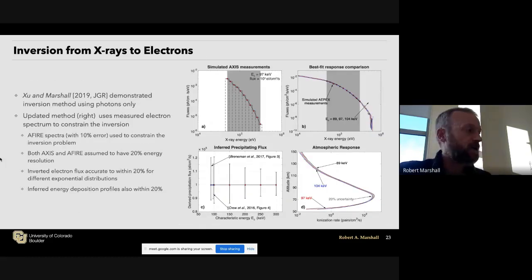When we decided to add a particle detector to the mission, we updated this inversion method to be constrained by the electron energy distribution. And without going through all these details of how the whole process works, the takeaway is that we now get 10 to 20% error, both on the inferred precipitating flux as well as the atmospheric ionization profile based on our simulated measurements.